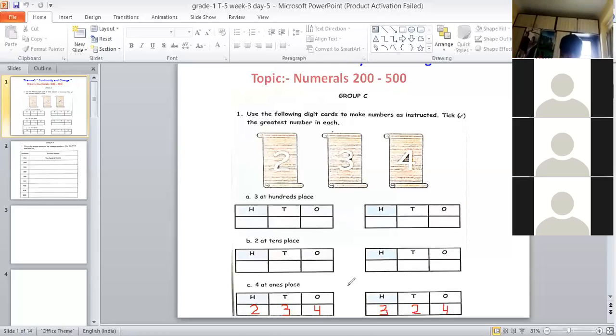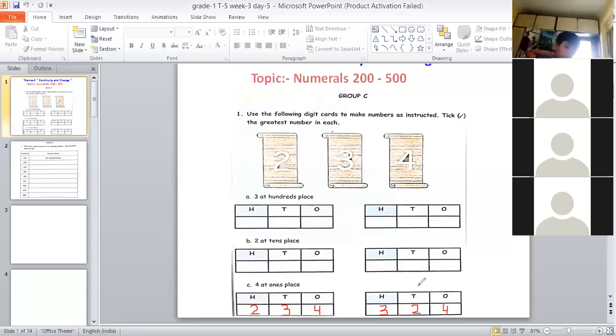Yes, Sudhamsh, 24 is? So what will be the number? 324. How will you read it? 324.